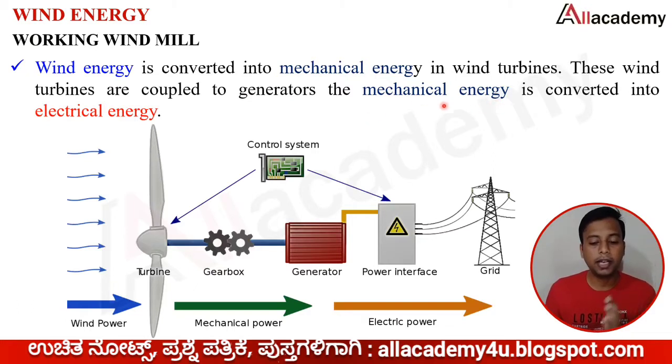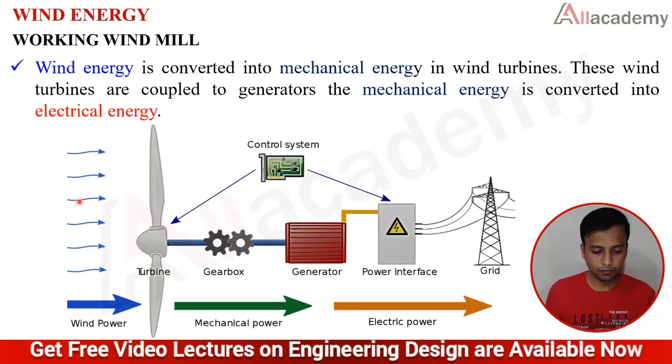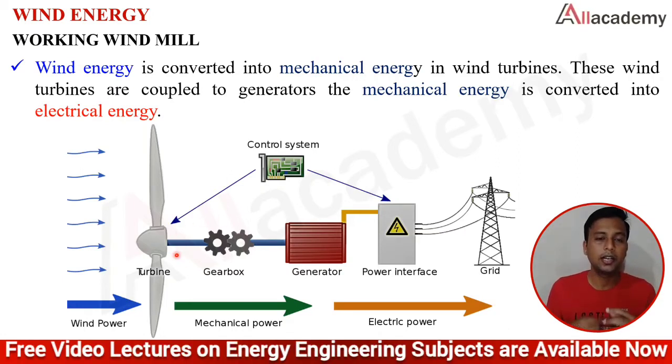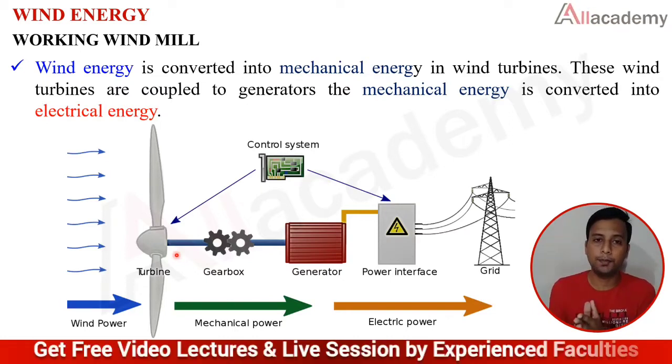So then the mechanical energy is converted into electrical energy. First, as the wind blows, the turbines will rotate, and these turbines are connected to a gearbox. The gearbox helps the rotating turbine blades with the adjustment of speed. Sometimes the wind will be blowing at a very high speed, sometimes at a very low speed.